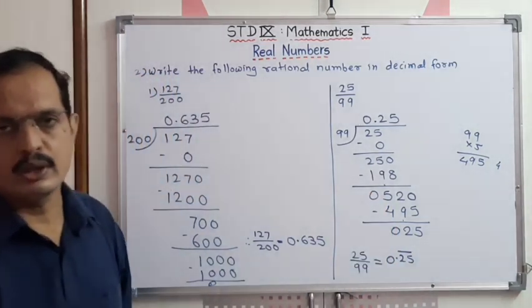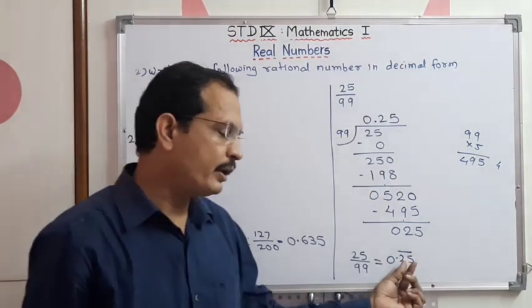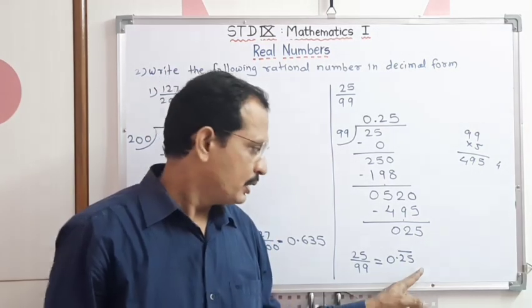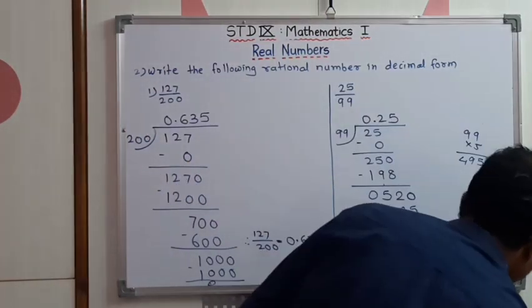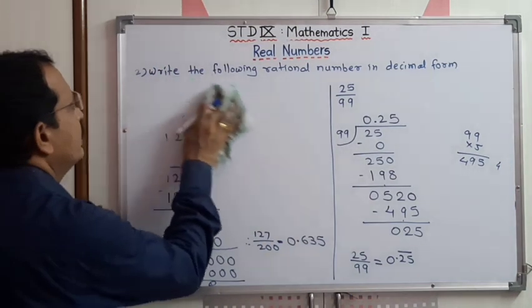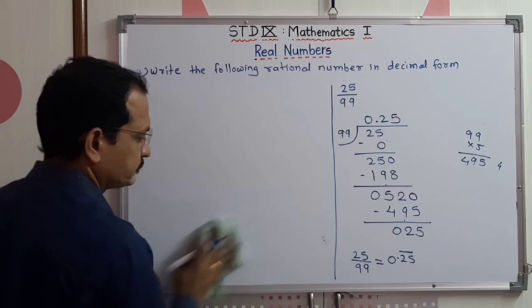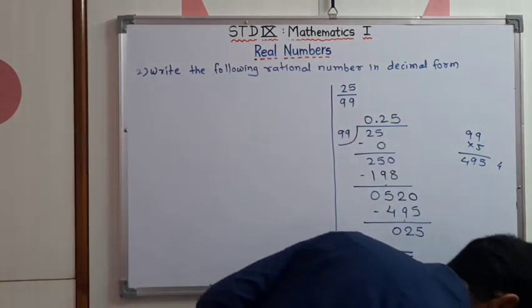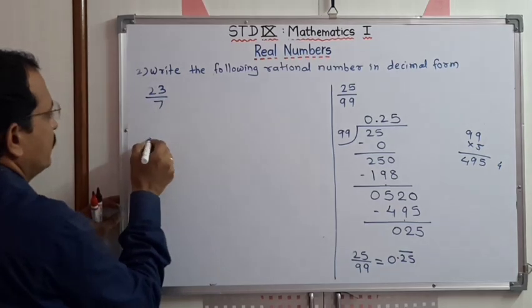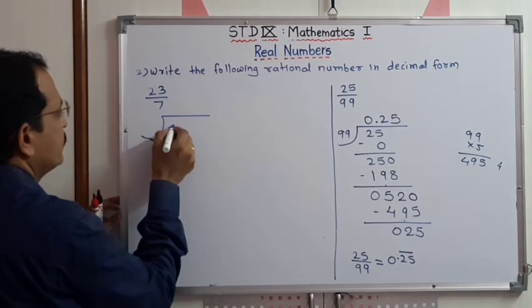Then we come to know that it is the recurring type, and recurring of the number 25 takes place. Take precaution while writing the decimal form of a recurring type. Then the third one is there. In that it is 23 upon 7. Now we have to do the division.